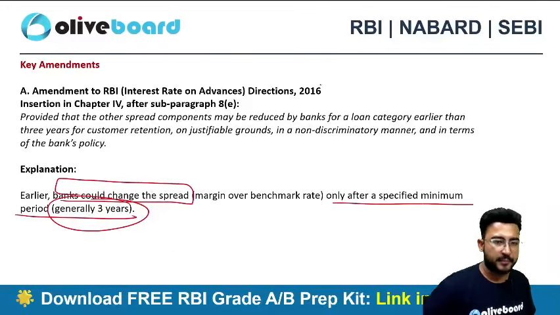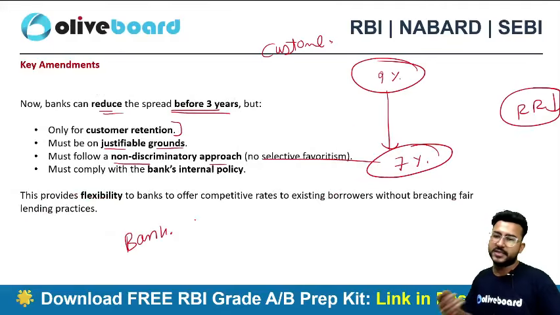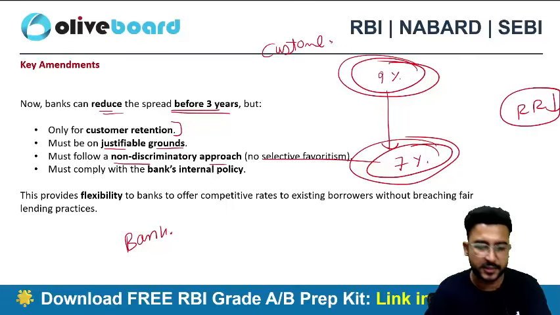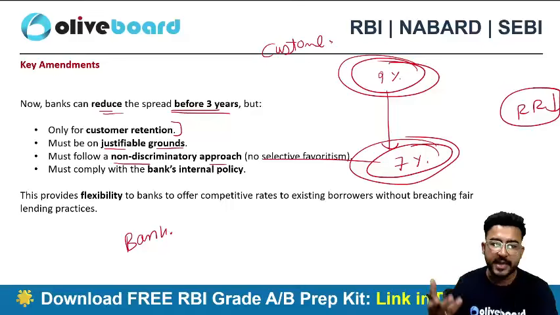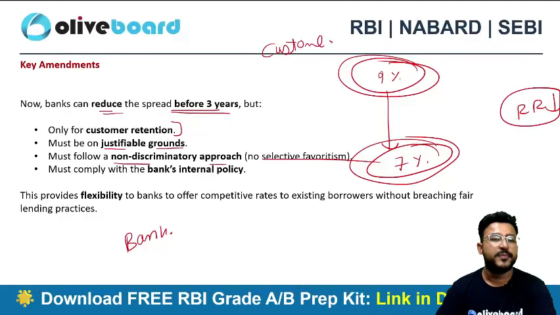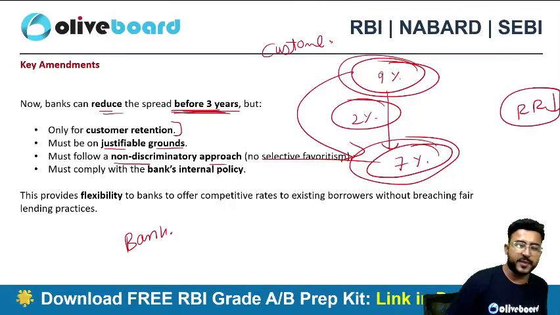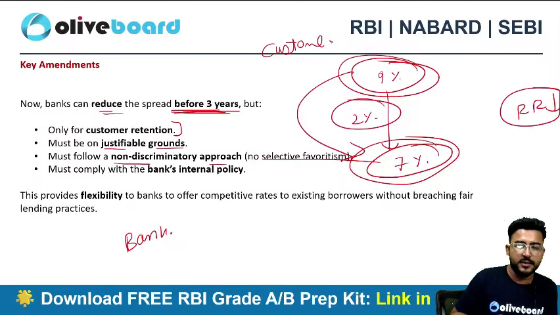So earlier what used to happen is the bank could change the spread margin only after a specified minimum period, right? The bank could definitely change this margin. So bank used to charge 9%. Now the bank can charge 7%, but only after 3 years. That used to be there. But now the bank can give me immediate relaxation of the reduced interest rate before the 3-year period only, right? So now the bank can reduce my rate to 7%. This is what spread is all about. 2% is the spread here, right? 2% is the spread here. What the bank used to charge and what the bank should now charge. That's what spread is all about here.